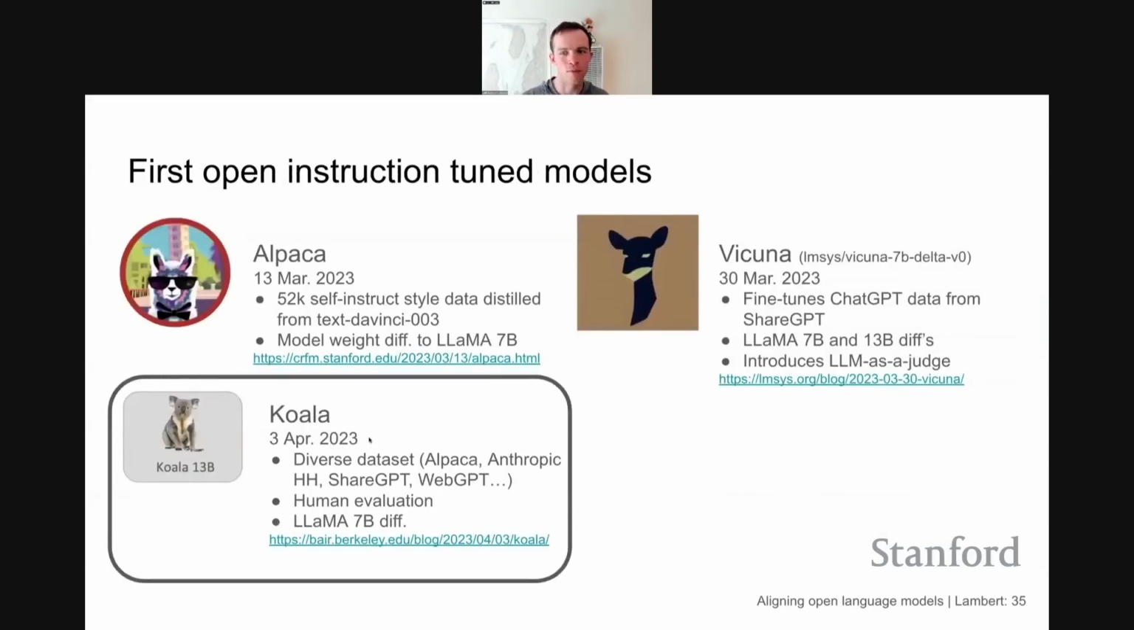Following Vicuna is one called Koala, also from Berkeley. And you look at the timeframes, it's pretty obvious that a lot of these were developed concurrently, and then the release dates just happened to be slightly different. Koala is mostly known for having a different, diverse set of data sets. They used some from Alpaca, some from ShareGPT again, and they also used Anthropic data that has been released, and they had some human evaluation from grad students.